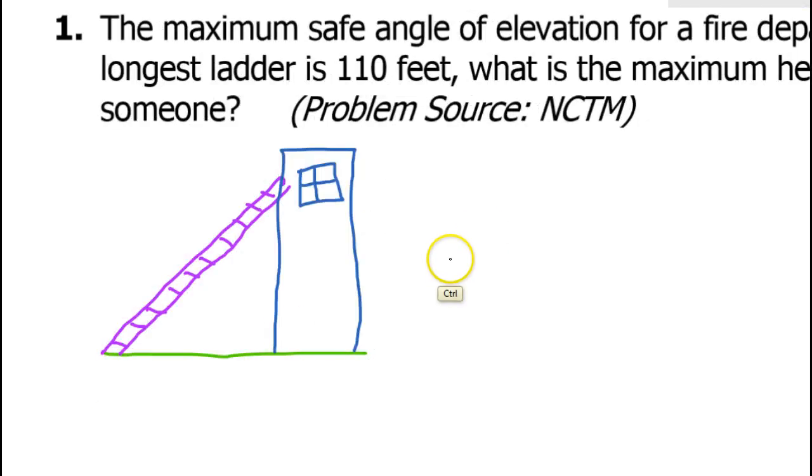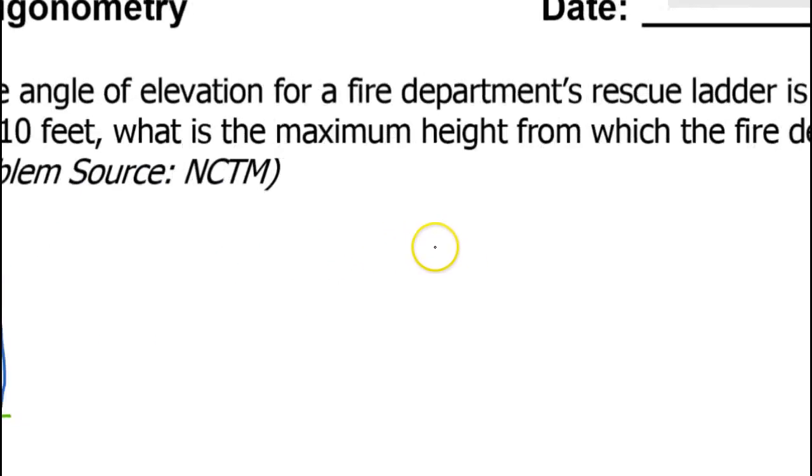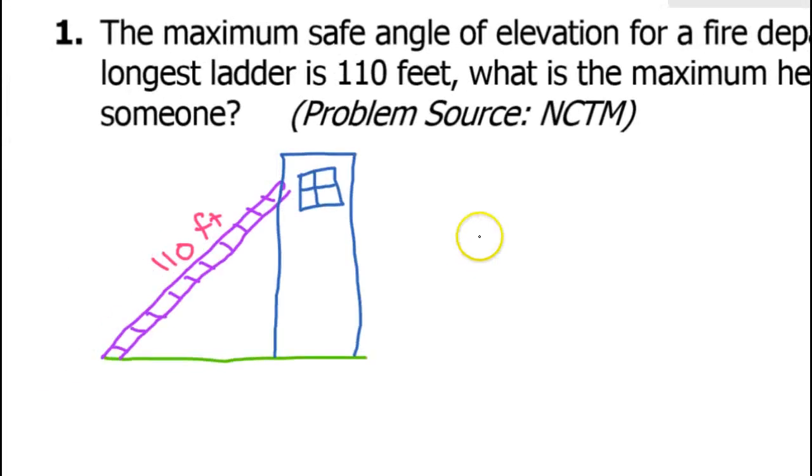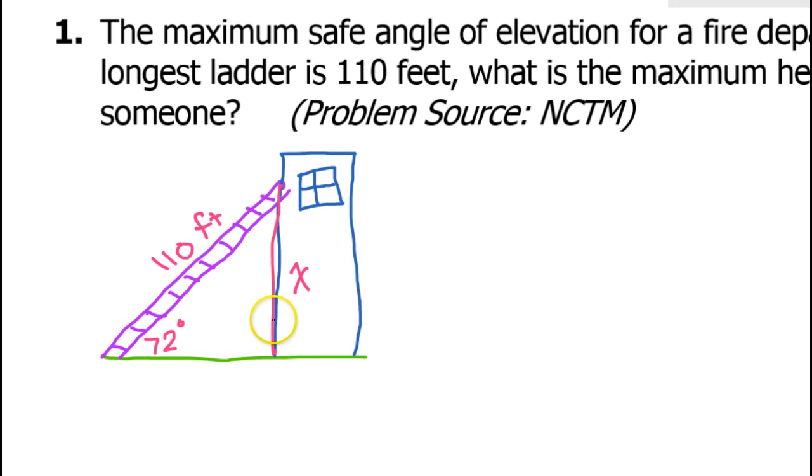Alright, here's my drawing of the situation. We've got a 110-foot ladder, so I'm going to put my 110 right here. It says that the maximum angle is 72 degrees, so that means this angle right here is going to be 72 degrees. We are supposed to be finding the maximum height that can be reached. So that's going to be this distance right here that we're trying to find. That's what we're looking for. So I'm going to go ahead and call that x.